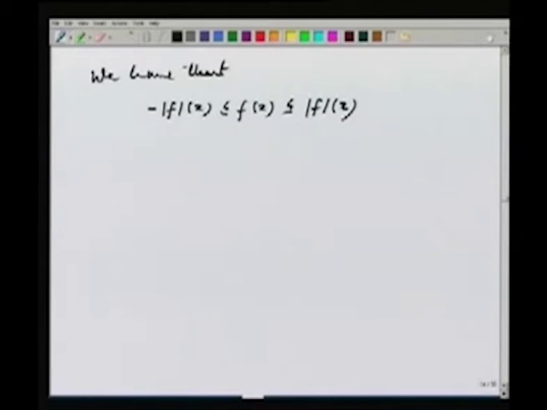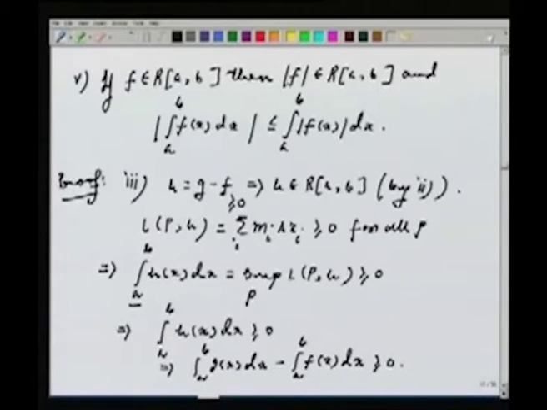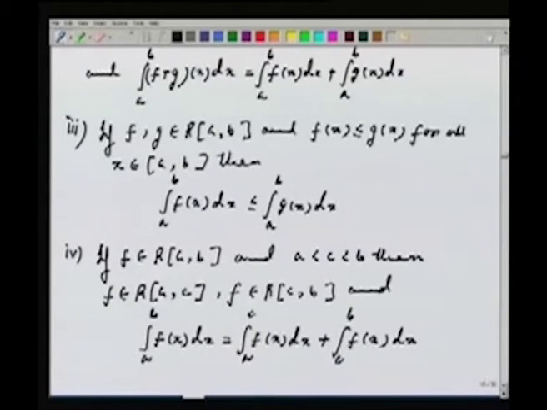But now we have to prove the inequality of the integrals. Well, that follows quite easily. We have anyway that minus mod f(x) is less than or equal to f(x), which is less than or equal to mod f(x). This is by definition of modulus. Then look at the theorem. Now we want to use 3.